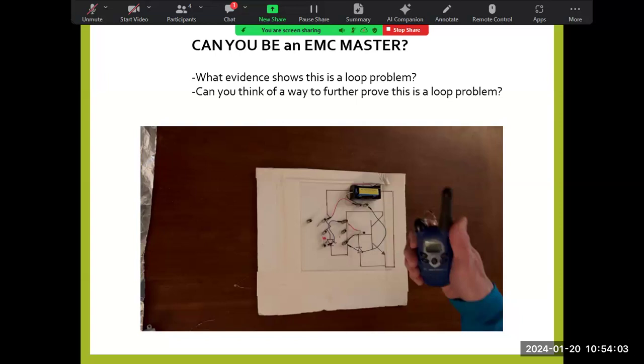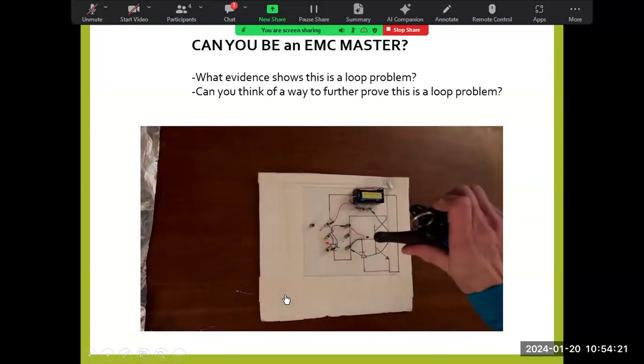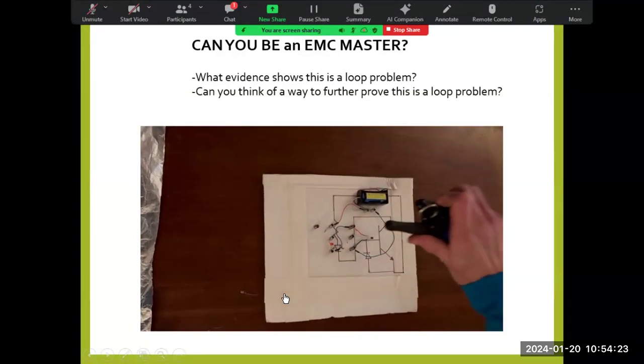So look at this and tell me what evidence this video shows that it's a loop problem. And is there something else you can do with the circuit that would prove that? I'm not doing that in here, but we can try it on this. There it is, turning on.